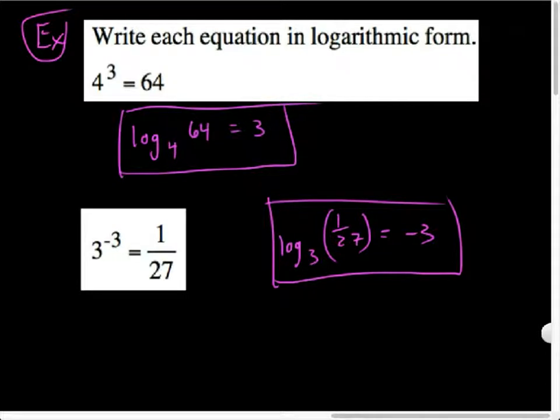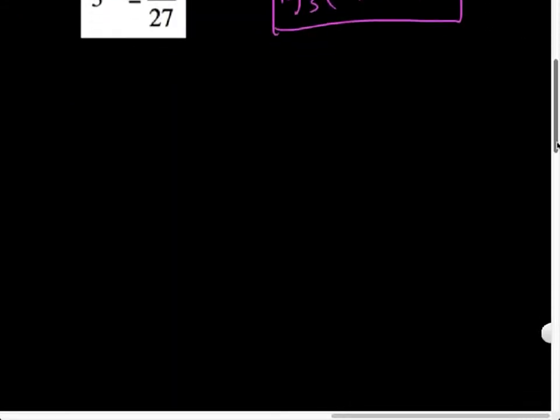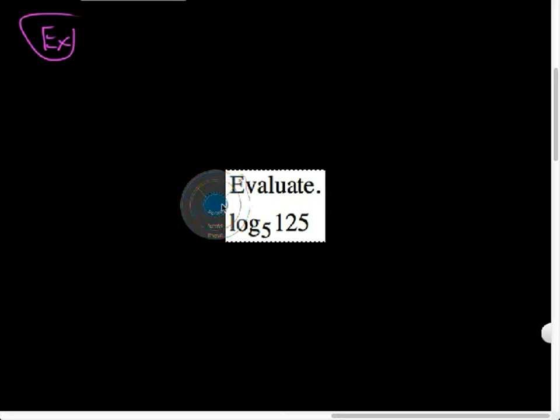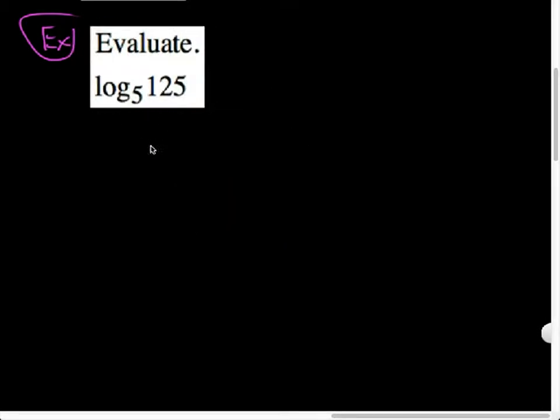So, not too crazy perhaps so far, but let's now use some of our conceptual knowledge and evaluate some logarithms. That's all been just rewriting. Only a couple more examples here. So what if I wanted to evaluate log base 5 of 125?